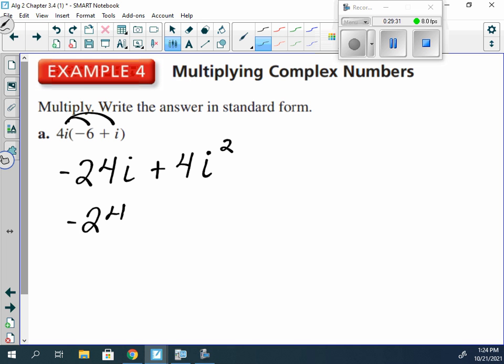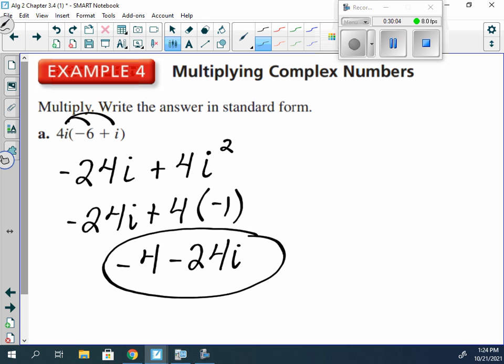Now we can't leave i squared, but what did we say i squared is the same as? i squared is negative 1. That's one of the ones that will come up the most often. So remembering that i squared is negative 1 can be helpful. Well, 4 times negative 1 is negative 4, so we get negative 4 minus 24i.